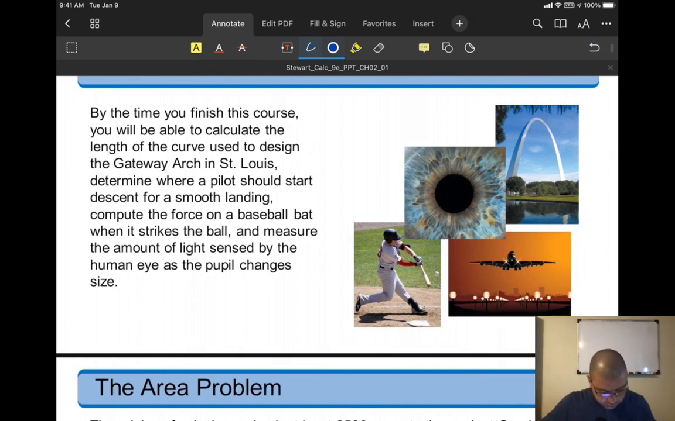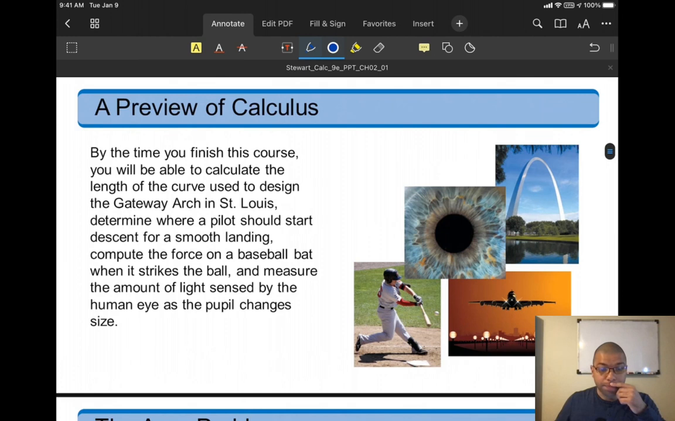How to compute the force on a baseball bat when it strikes the ball. So how do you figure out what's the force, right? How do you figure out where it goes, how far it goes, and measure the amount of light sensed by the human eye as the pupil changes size. So all of these many applications, they require some very, very advanced mathematical tools. And we're going to start talking about the most basic of them today, which is limits.